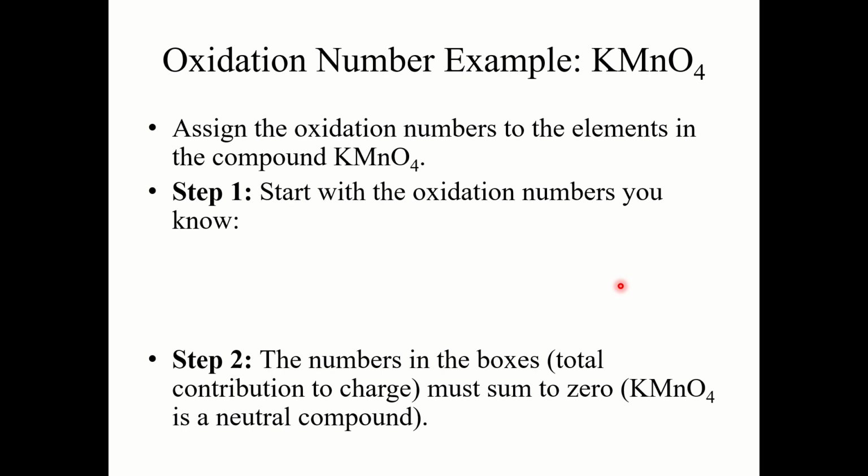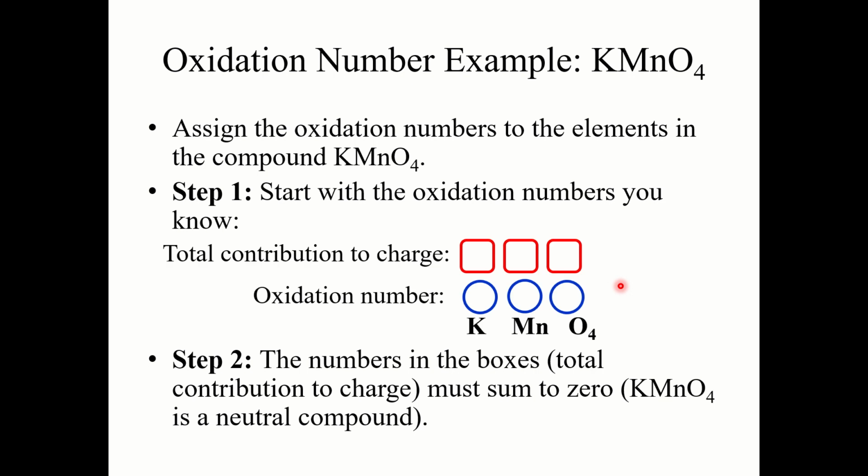Okay, so let's look at a couple examples. Let's start by looking at potassium permanganate, KMnO4. So we want to start with the oxidation numbers we know. So first thing we want to assign is potassium. We know potassium is +1, and there's one of them, so the total contribution to the charge is +1.